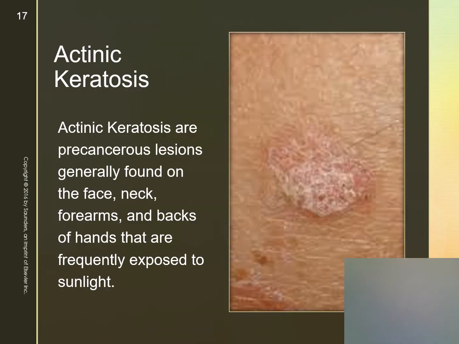Actinic keratoses are precancerous lesions that are generally found on the face, neck, forearms, and the backs of hands that are frequently exposed to sunlight. They can become malignant if they're not treated, and they're more common among older white adults.